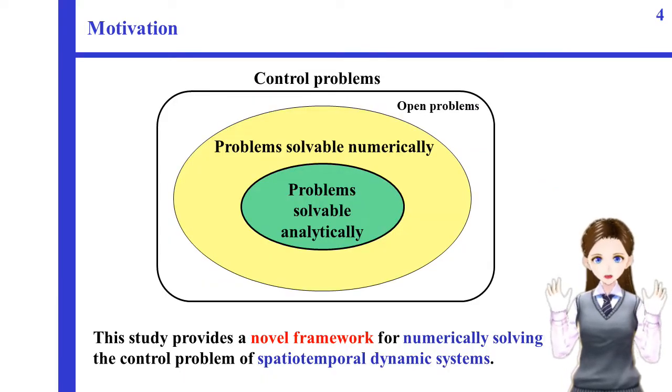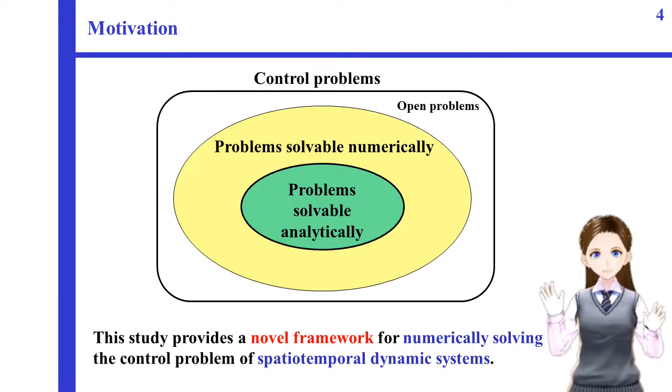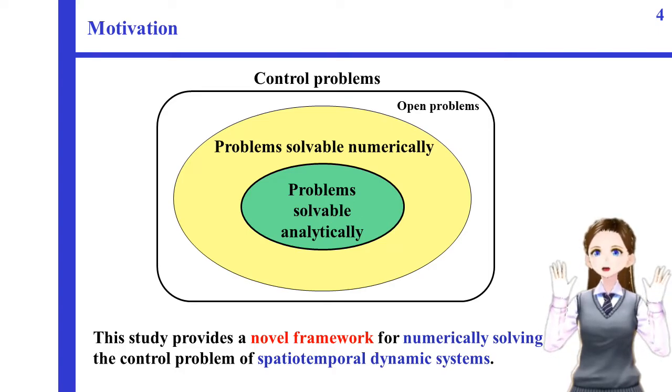Next, let me explain our motivation in this study. Generally speaking, control problems can be classified into three categories as shown here. This is the set of control problems. In this set, there is the set of problems that can be solved analytically. Also, there is the set of problems that can be solved numerically. The remaining category is the set of open problems.